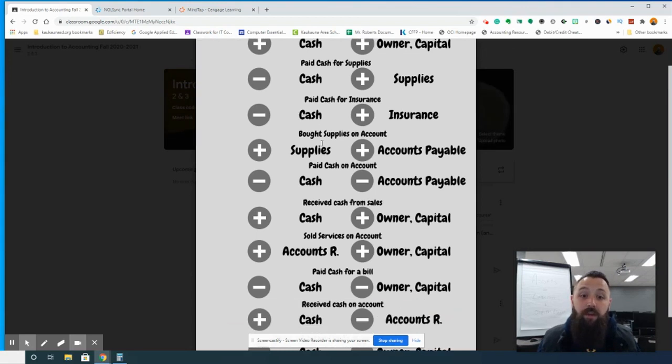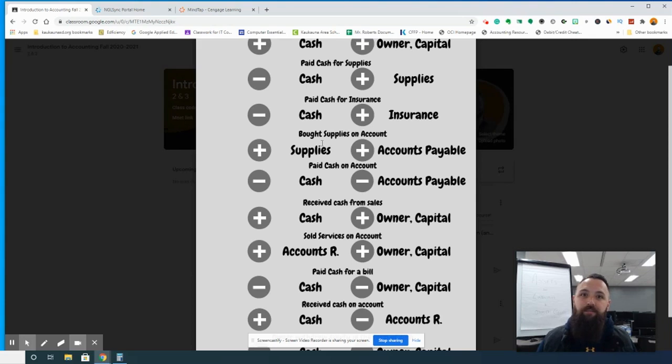Next, we have bought supplies on account. When you hear on account, you immediately think it has to do with a liability. When we're looking at liabilities, a lot of times it's called accounts payable. And what that account does is it tracks how much we owe somebody else, because a liability is when we owe somebody else money.